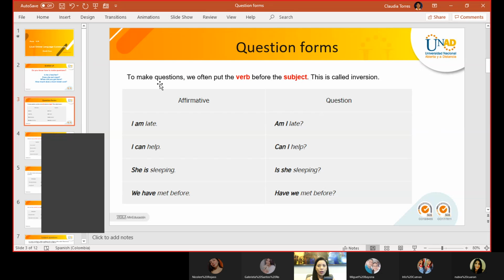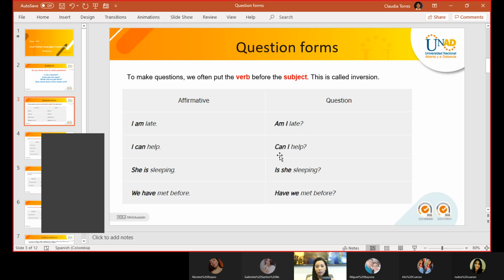So here you will find a chart to make question forms. To make questions, we often put the verb before the subject, right? And this is called inversion. If you look at the first column, you will find the affirmative form, I am late. In the question, you change the order of the verb and the subject. So the verb goes first and the pronoun or subject goes after, right? And remember, you always use a question mark at the end.